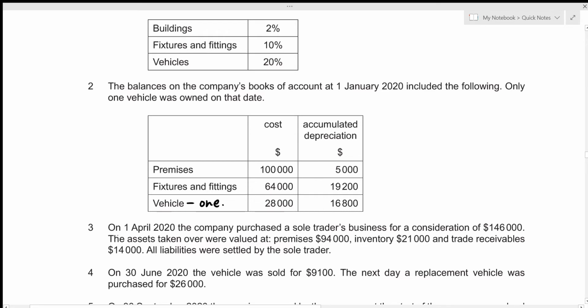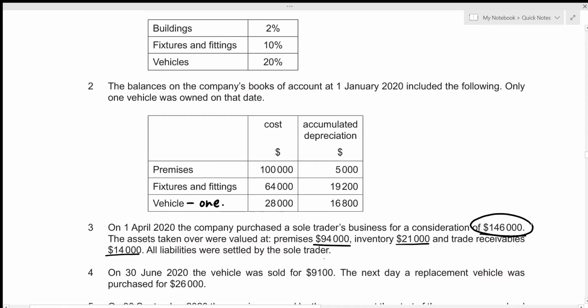Alright, then on 1st April 2020, the company purchased a sole trader's business for a consideration of 146,000. So this is the purchase consideration. Then the assets taken over were valued at premises 94,000, inventory 21,000, and trade receivables 14,000. All liabilities were settled by the sole trader, which means that the company only purchased the assets, which were premises, inventory, and trade receivables.